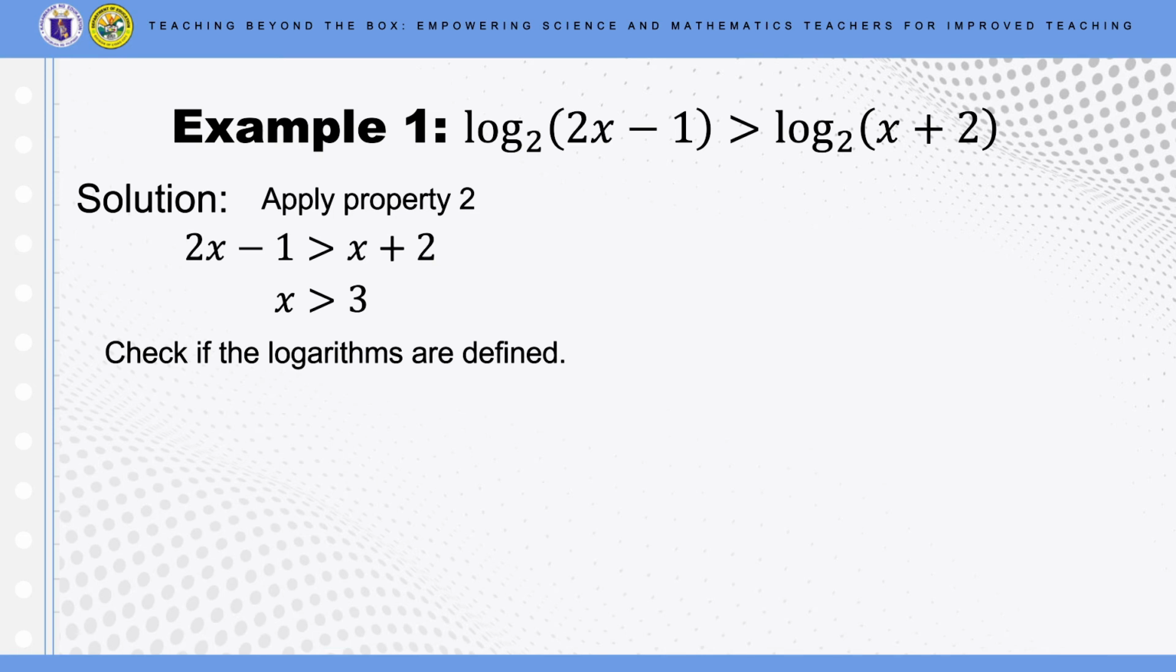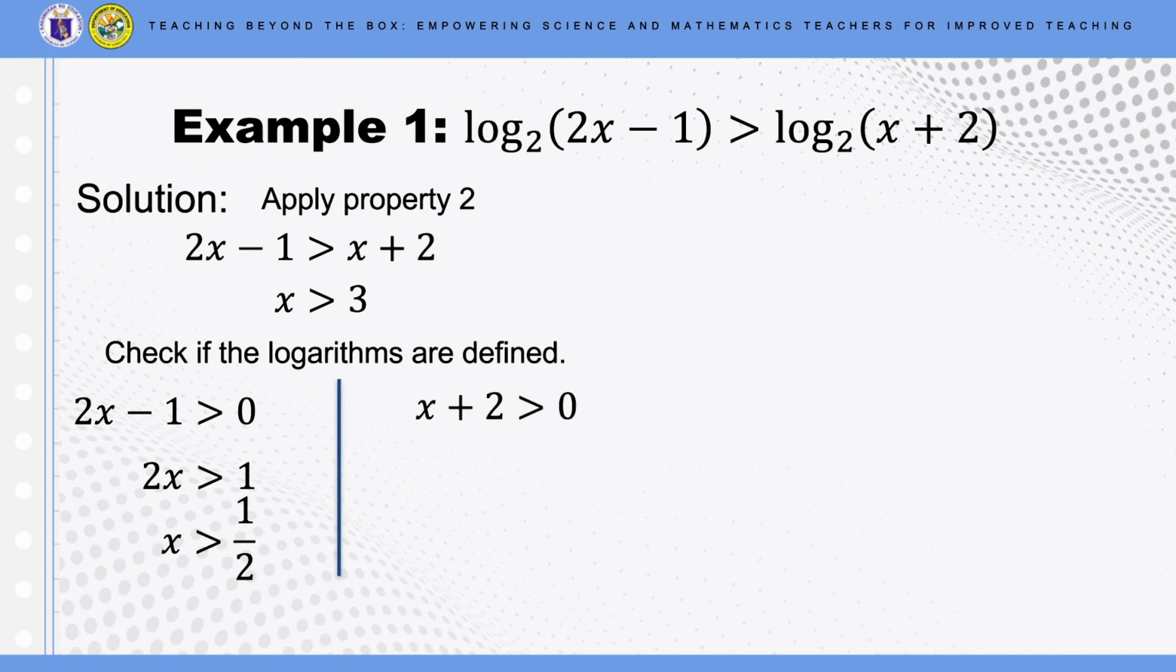Now let us check if the logarithms are defined by checking if the arguments are greater than 0. So we have 2x minus 1 is greater than 0. Simplifying, we have 2x greater than 1. Therefore, x is greater than 1/2. Also, x plus 2 must be greater than 0. x is greater than negative 2.